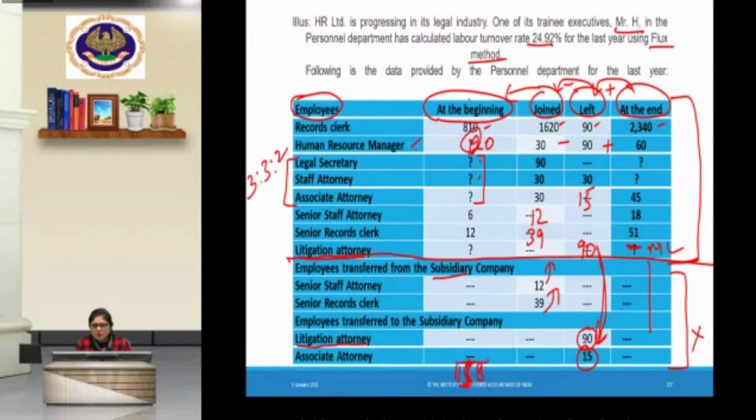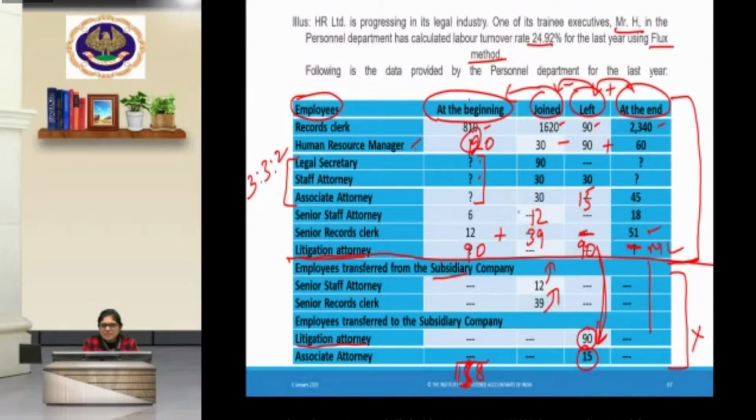Now what else can we calculate further? Litigation, 90 have left, so 90 must be in the beginning. Nobody has joined because they have abandoned the post. 90 have left, that means they have been transferred to subsidiary, so nil is left. So this also we have done. Senior records clerk, 12 beginning plus joined. So 12 plus 39, 51. That means there is no one left. So this is correct. Clear? There is no one left from senior records clerk.